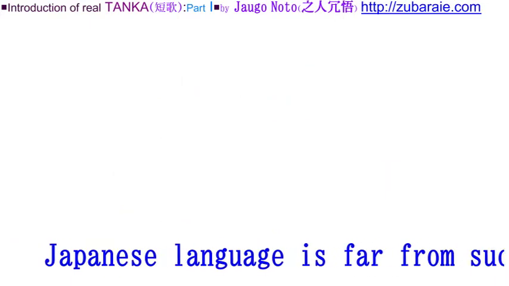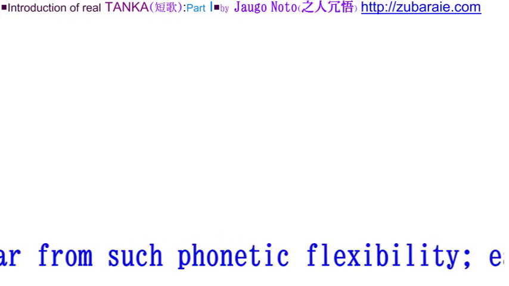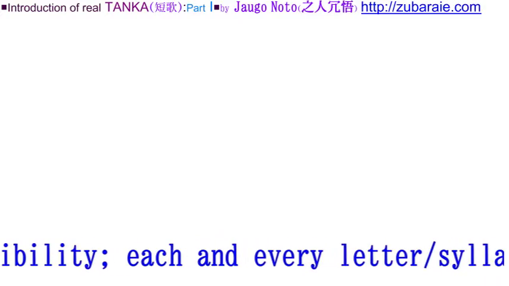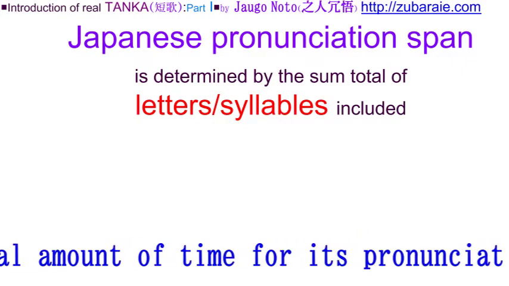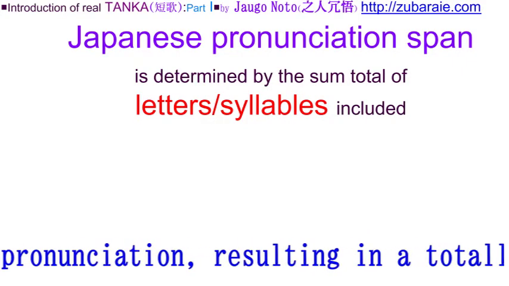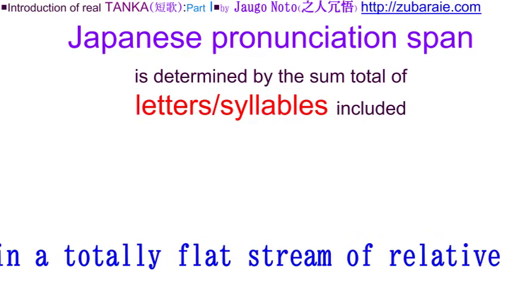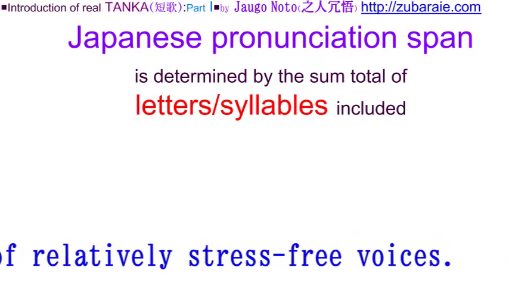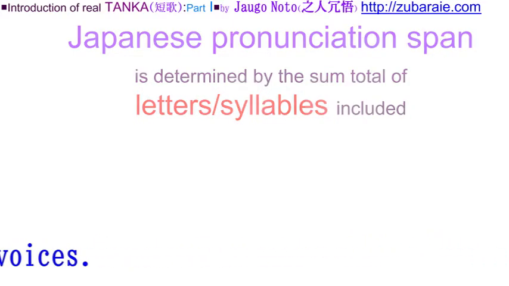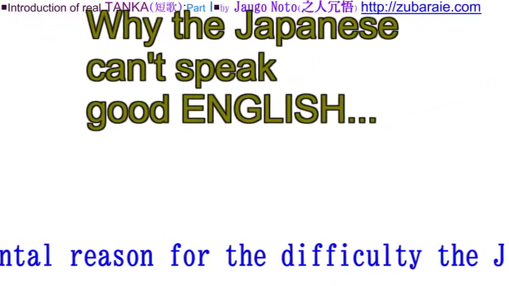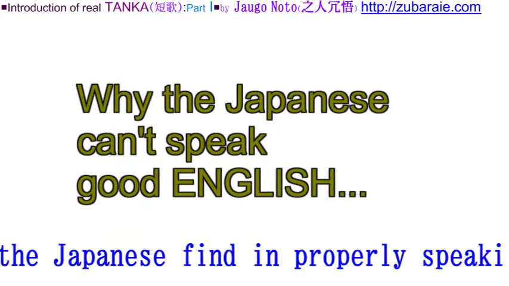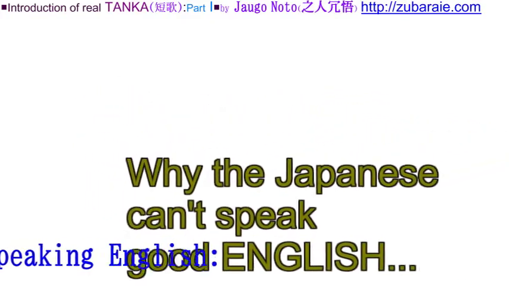Japanese language is far from such phonetic flexibility. Each and every letter or syllable demands equal amount of time for its pronunciation, resulting in a totally flat stream of relatively stress-free voices. That's the fundamental reason for the difficulty the Japanese find in properly speaking English.